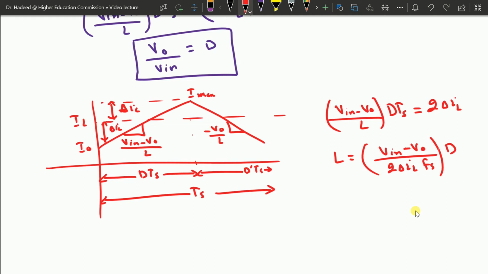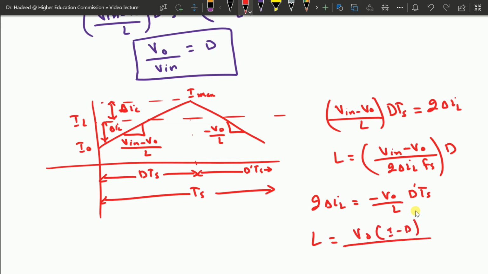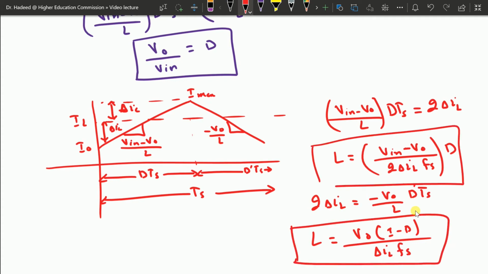It can also be calculated based on the off time, that the net change here, 2 delta IL, is equal to minus V naught over L into D prime Ts, and therefore the inductance L is equal to V naught into 1 minus D divided by delta IL into Fs. These are the expressions to find out the value of the inductance L, right.